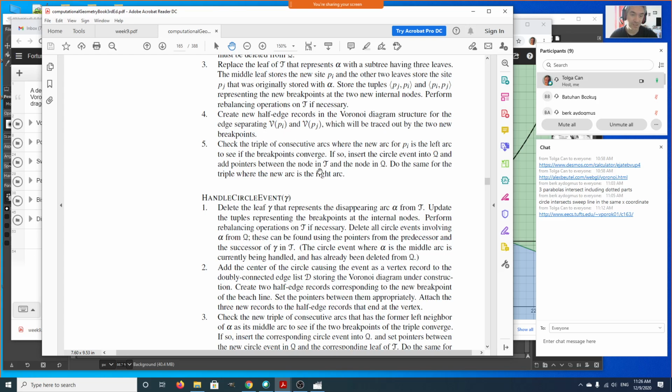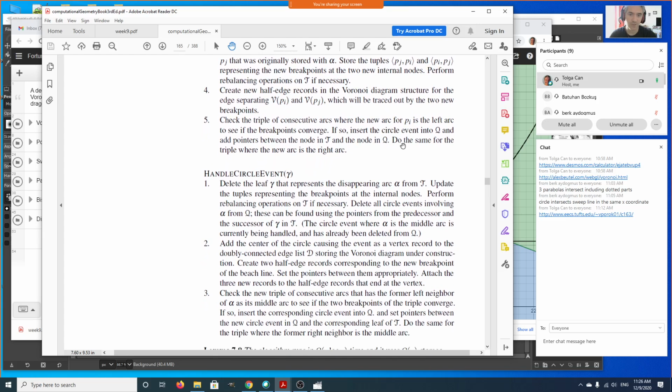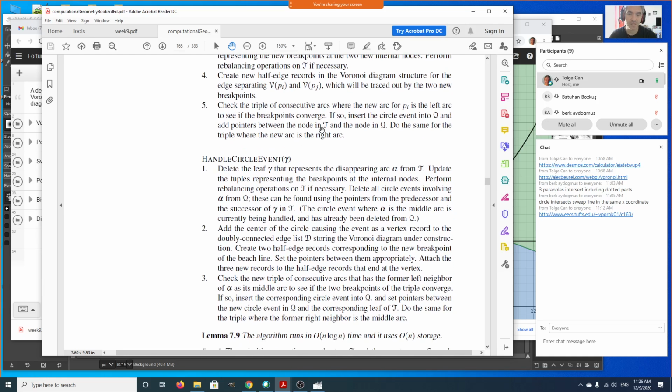Due to the introduction of this new site, there will be new triplets of consecutive arcs in our beach front. And for each triplet, we construct a unique circle that passes through these three sites, and we insert them as potential circle events into our event queue. We only do this if we see that the breakpoints converge. If so, we insert the circle event into the queue and add pointers between the corresponding node in the status structure and the circle event in the event queue. And we do the same thing for the new triplet that appears on the left and the triplet that appears on the right. These are new triple sites that may be potential circle events. We add them to our event queue.